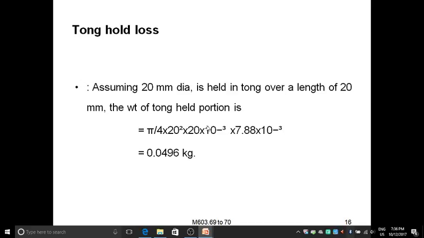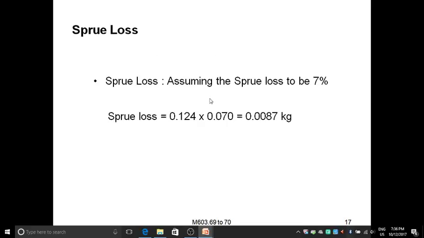Okay, you calculate the volume of the portion, pi by 4 d square into L, and directly multiply with the density in grams per cc, and divide by 1000 to convert into kgs. You will get 0.0469. So you calculate the volume, then you multiply with the density, you will get the kgs. So now you come back to the sprue losses.